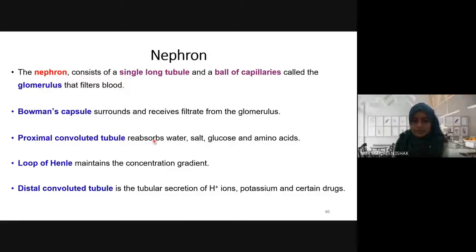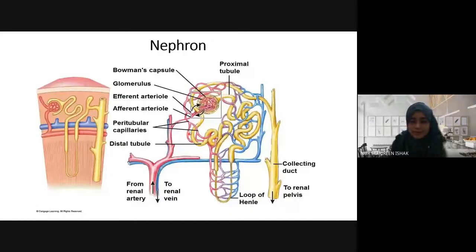Okay, so this is the structure of the nephron, as I've explained. It has two major regions: the tubule, the yellow part, and the blood vessels. The tubule starts from the Bowman capsule, proximal tubule, loop of Henle, distal tubule, and then it enters into the collecting ducts that collect filtrate from several other nephrons.